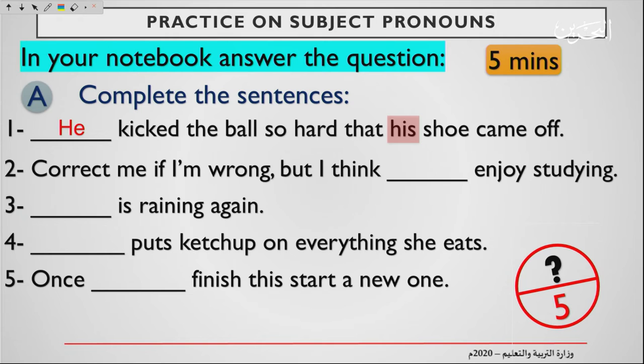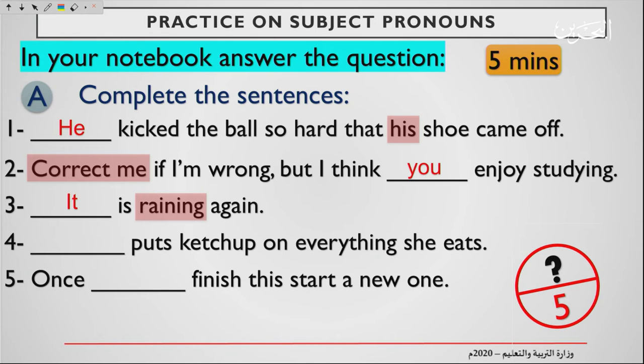Number two, we have another keyword. Correct me, which is the form of the imperative, like an order. And with it, you know that the person talking to is you. You are talking to a person in front of you. Three, raining. And with raining, you know it is the sky that is raining. And the pronoun for sky is it.